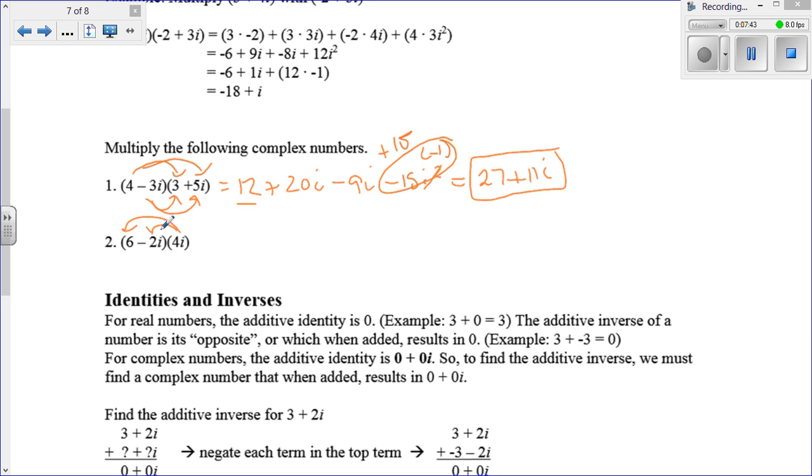Here we're just distributing one time, so it becomes 4i times 6 is 24i, and then it becomes minus 8i squared. i squared is negative 1, so this becomes plus 8, so I end up with 8 plus 24i.